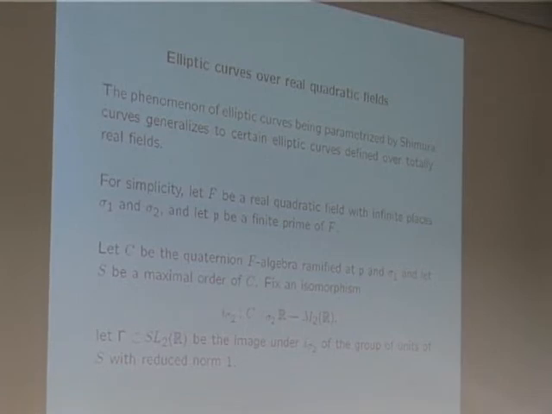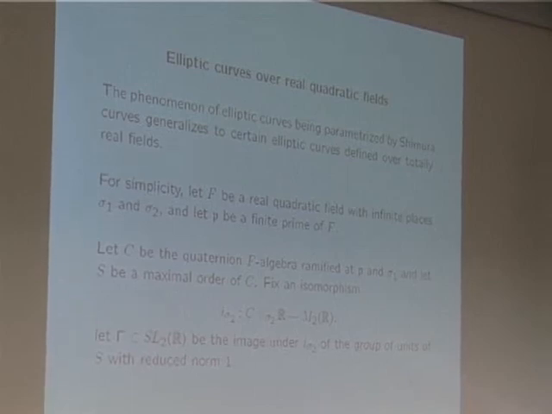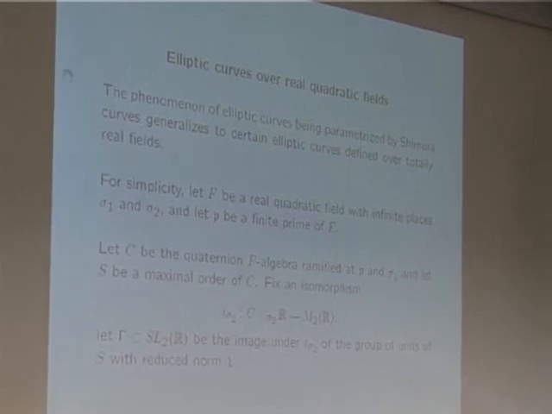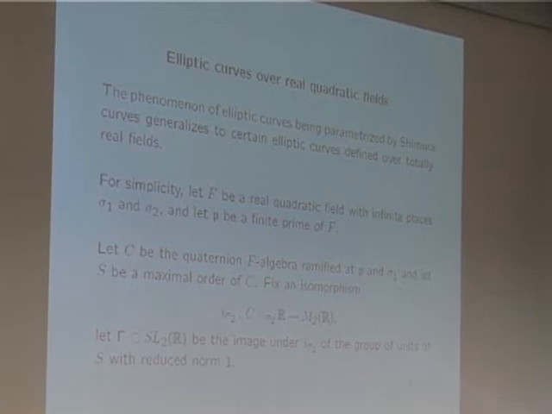Let the infinite places of our real quadratic field F be sigma 1 and sigma 2. And let p be a finite prime of F. Now take C to be the quaternion F-algebra ramified precisely at p and at one of these two infinite places, say sigma 1. And let S be a maximal order of C. Because C is split at sigma 2, we can fix an isomorphism of S tensored over sigma 2 with R with the 2x2 matrices.